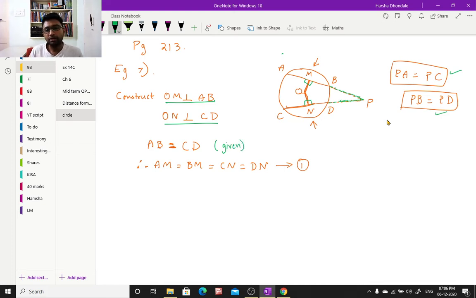Because M is the midpoint of AB, AM is equal to MB, and similarly N is the midpoint of CD, so CN is equal to ND. Now AB is equal to CD, therefore AM is equal to BM is equal to CN is equal to DN. This is one result. We will need it later. We will keep this as result 1.